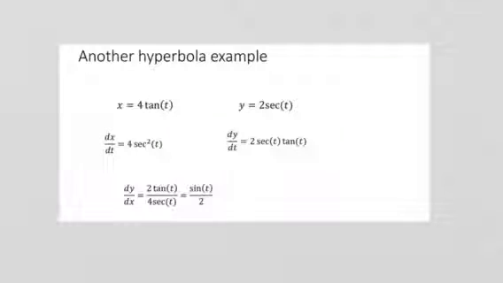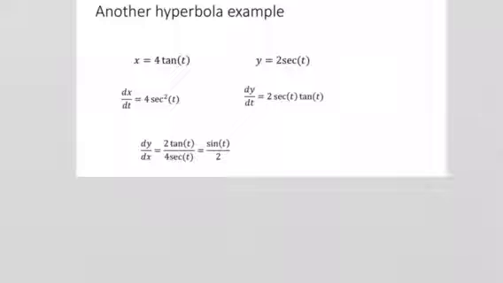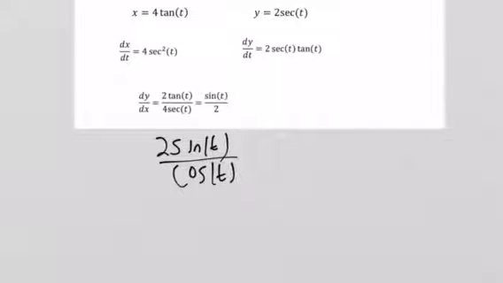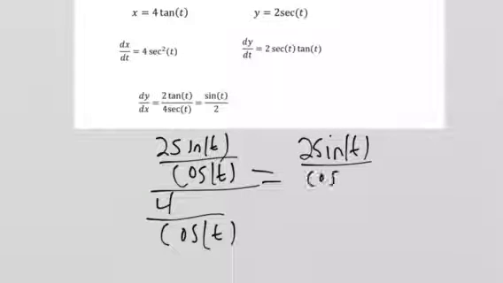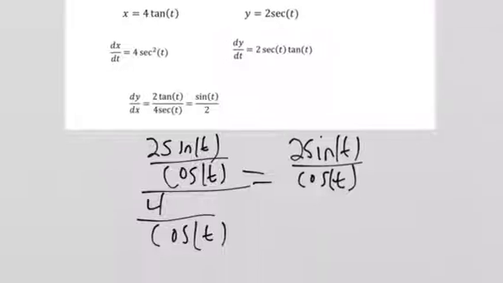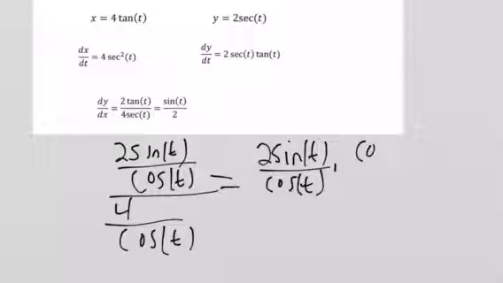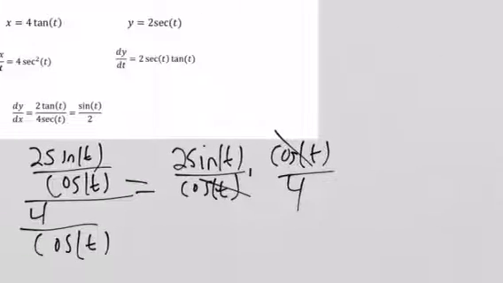I'll show you how. So we have 2 sine t over cosine t, and we're dividing that by 4 over cosine t, because cosine is the reciprocal of secant. Tangent is sine over cosine. Copy the numerator. We're going to do the numerator multiplied by the reciprocal of the denominator, since we're dividing fractions. Okay, the cosines cancel. And then what are we left with?